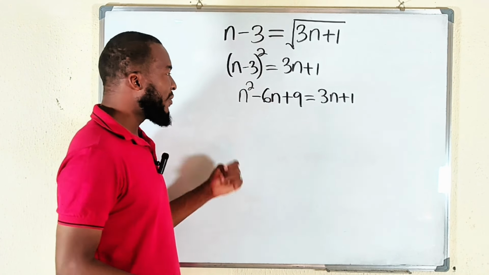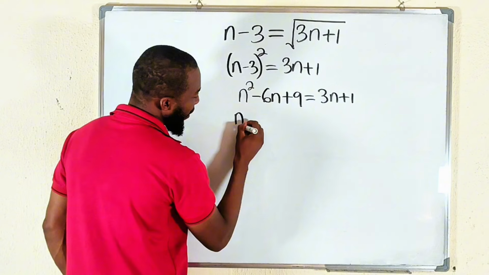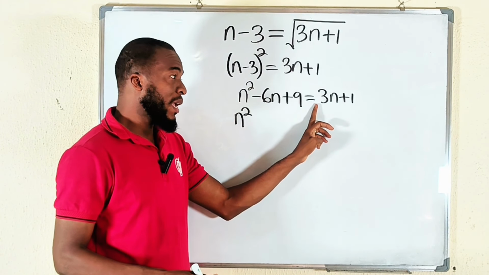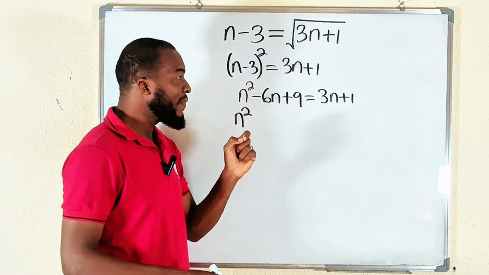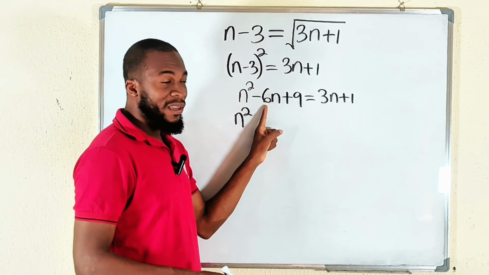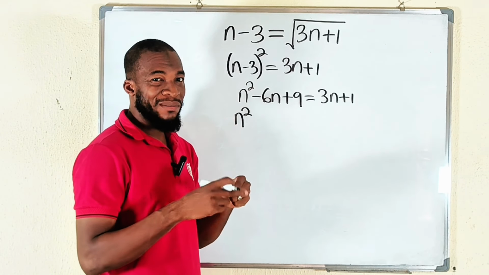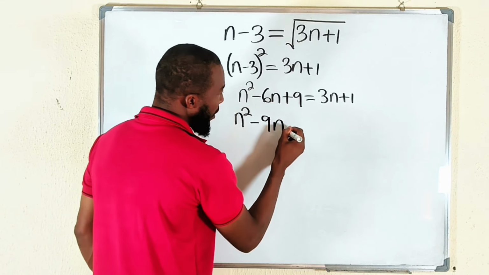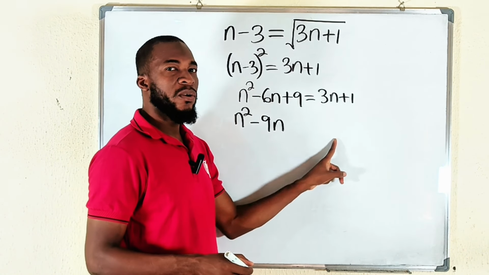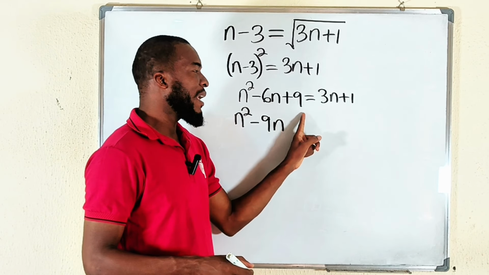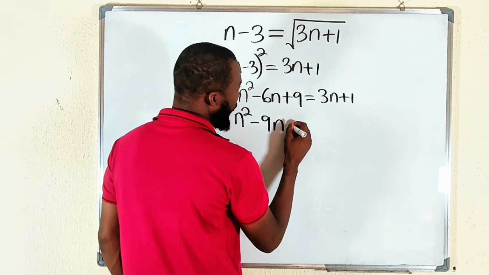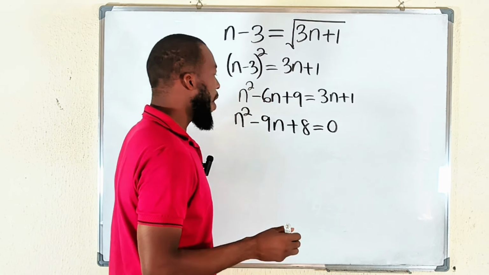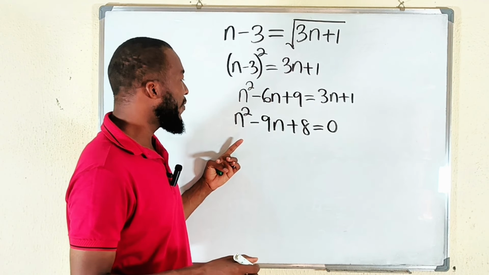Now let us bring all terms to the left-hand side. We have n squared here. As positive 3n crosses over, it becomes negative 3n. Already we have negative 6n here. Together we have negative 9n. Then as 1 crosses over, it becomes what? Negative. Then 9 minus 1 is equal to 8. And everything will be 0. Now this is a quadratic equation in terms of n.